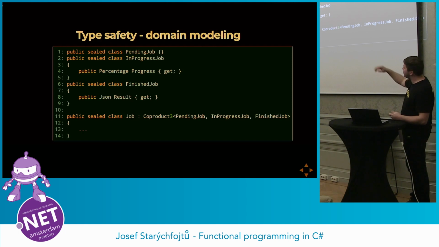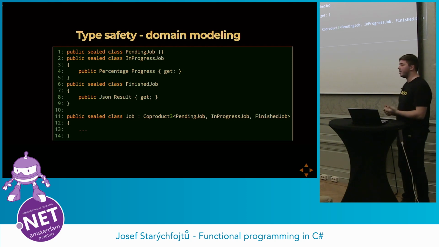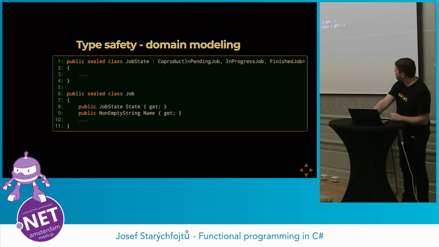And then you say that the job is a coproduct, it's either a pending job, an in progress job, or a finished job. And it's really nice because this is super nice documentation, and you can really restrict your types to only a few possible valid data. So it's pretty hard to even have invalid data because the types themselves forbid a lot of that.